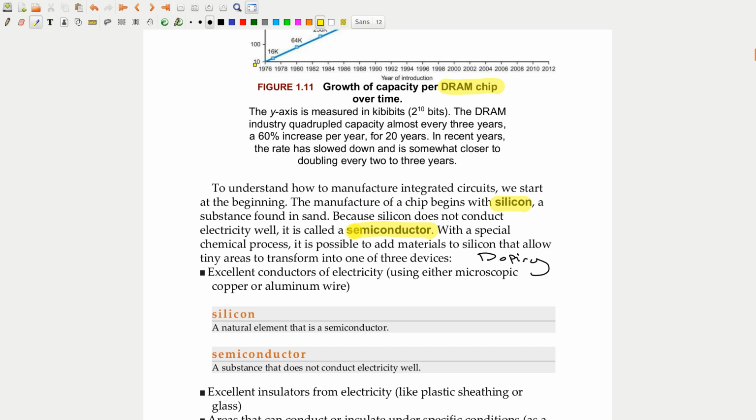Like all the cool kids at school, that's right. Whenever you see cool kids in school talking about dope, they're talking about semiconductors. Tell your friends.